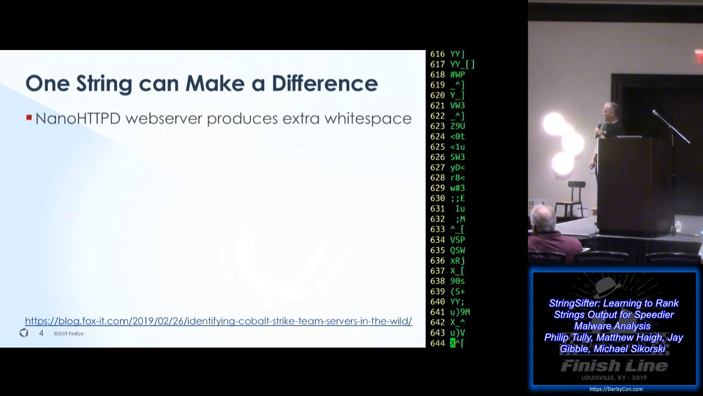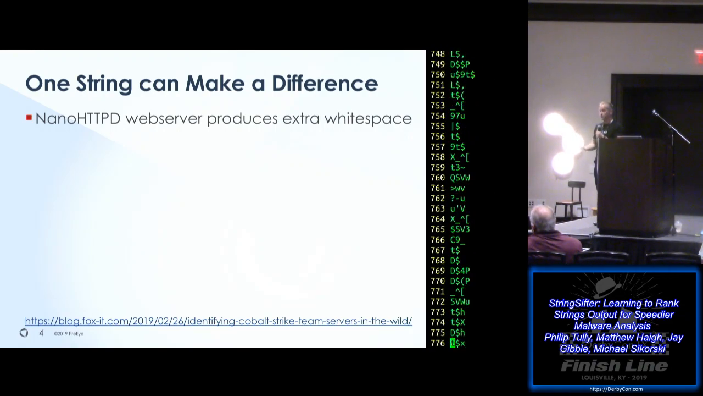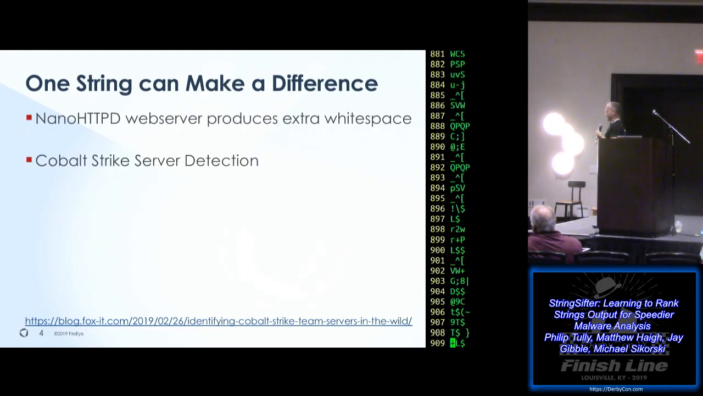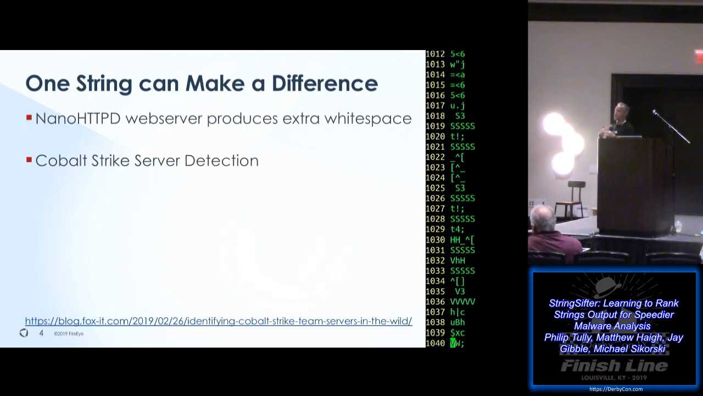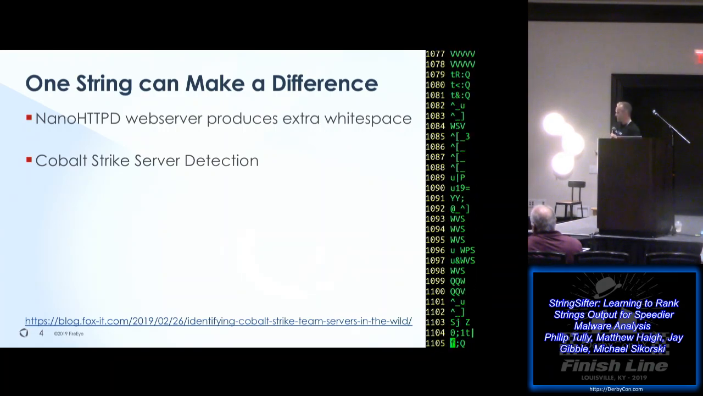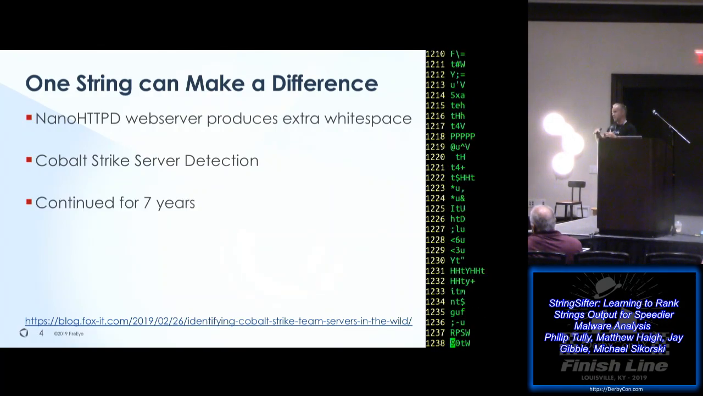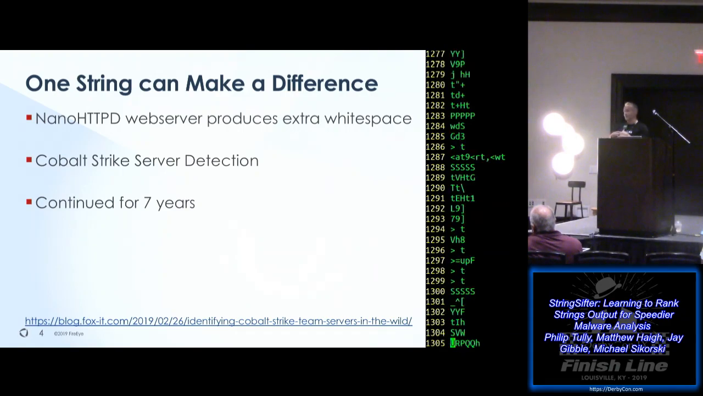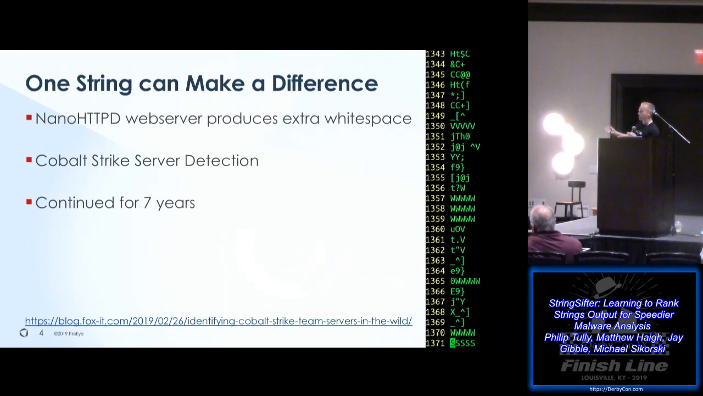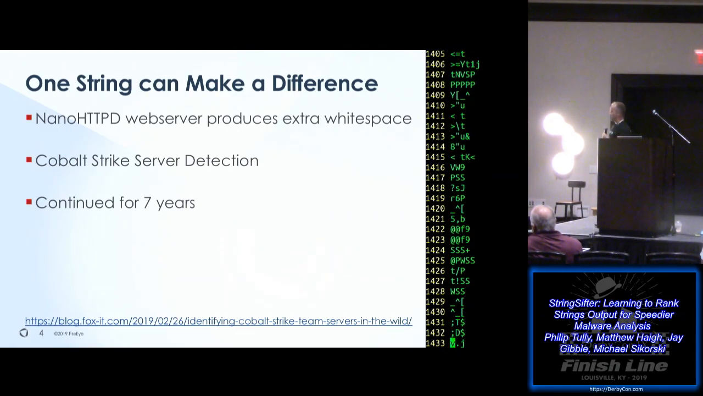There's a HTTP web server called Nano HTTP that has this typo. It was released in 2012, and it's contained within this Cobalt Strike attack simulation tool. It's a tool for red teamers and also for malicious actors, as many of you probably know. That persisted until they patched it in January this year. So for about 7 years, this erroneous string was inside of Cobalt Strike.